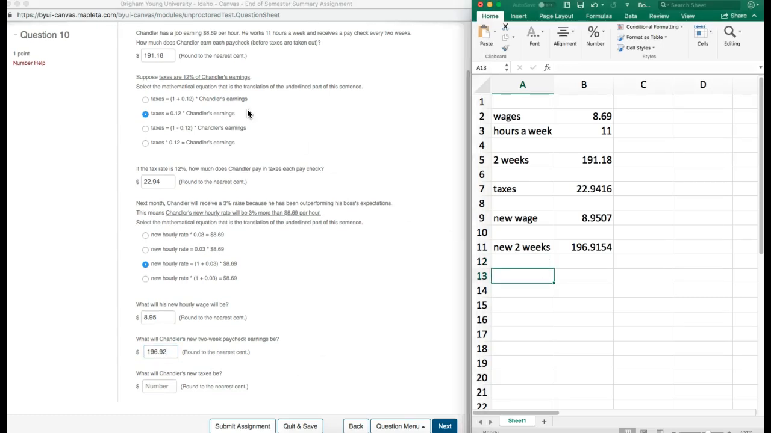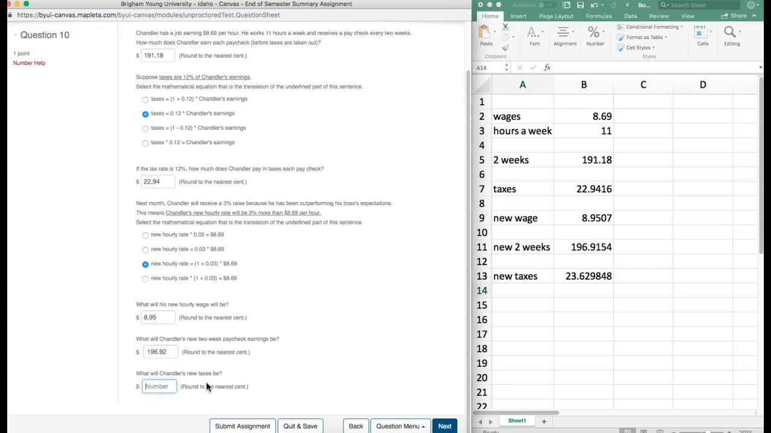And last, what will Chandler's new taxes be? So again, we'll use our same formula here, which is 12% of his earnings. So new taxes equals his paycheck times 0.12, so 0.12 times his pay, which gives me his new taxes of $23.63. And there we go. That's our answer.